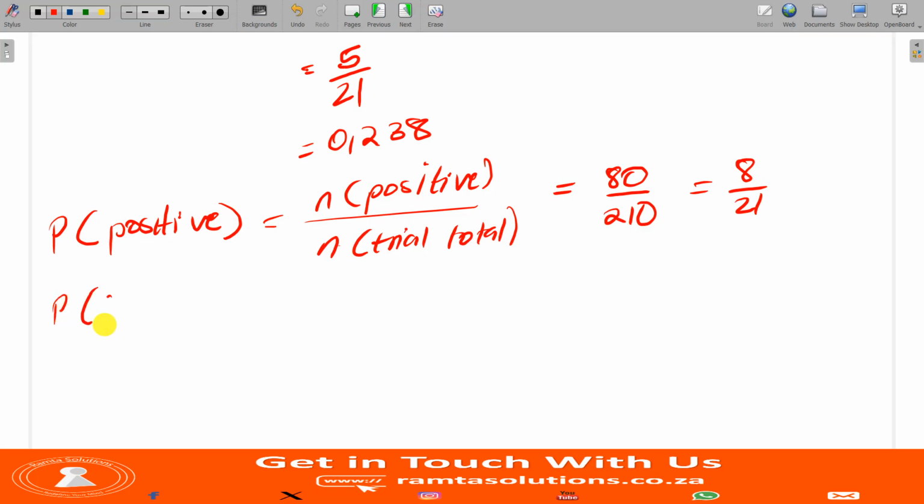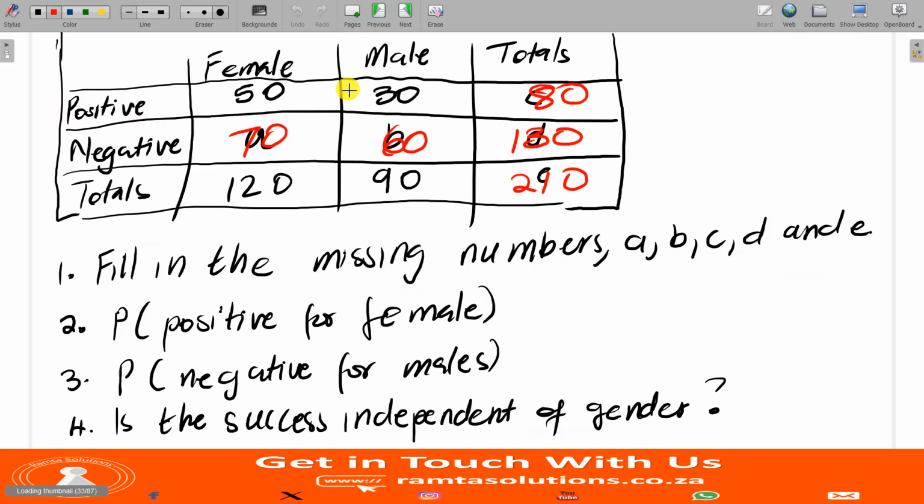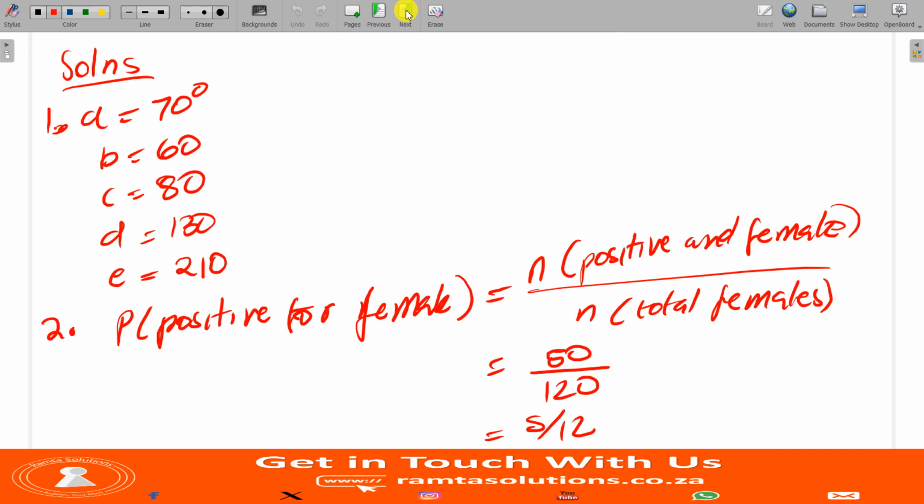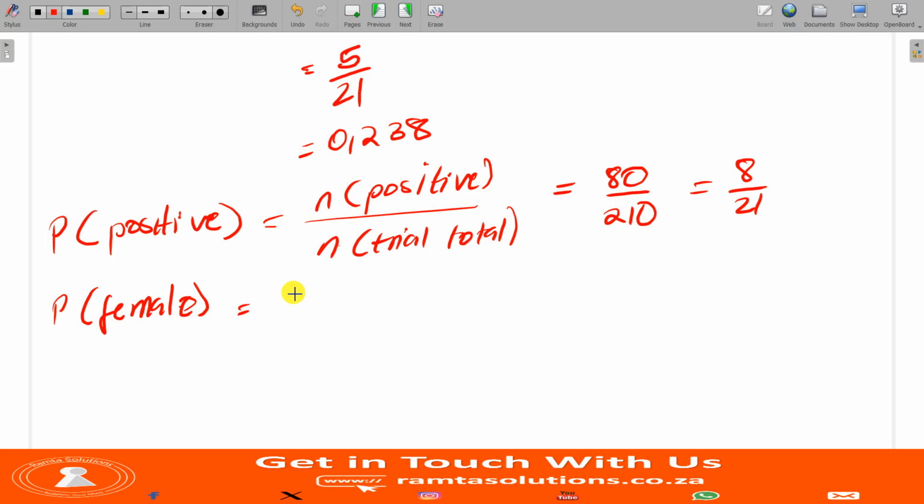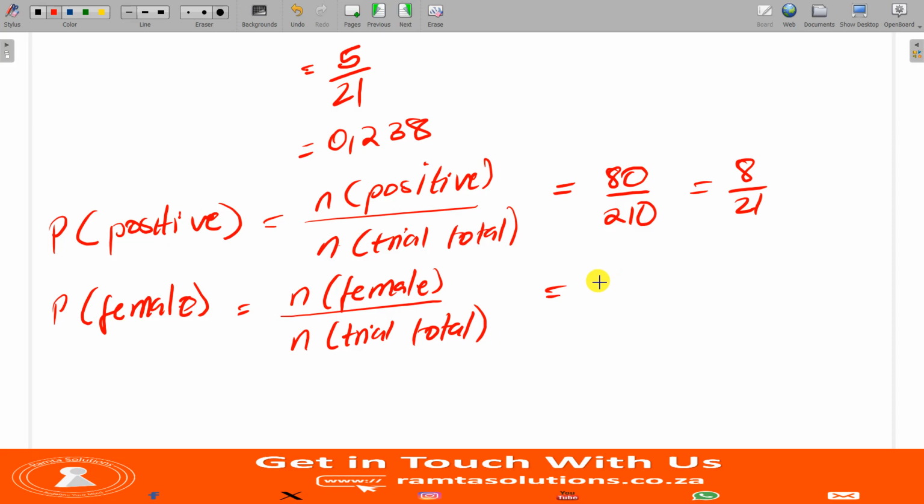Now, probability that it's females. Let's go back to positive to confirm. Positive indeed, it's 80. Total of females is 120. Cool. So it's going to be number of outcomes of females over trial total. We have number of females is 120 and our trial is 210. So 120 over 210 must be 333. So it'll be 4 over 7.